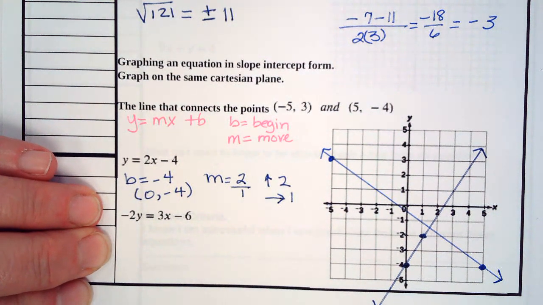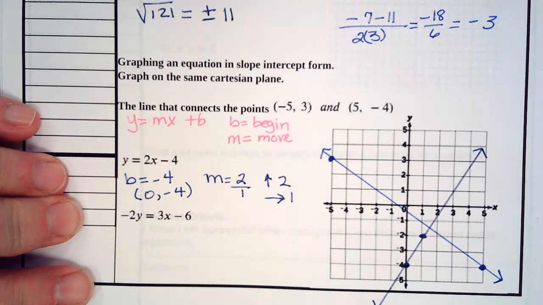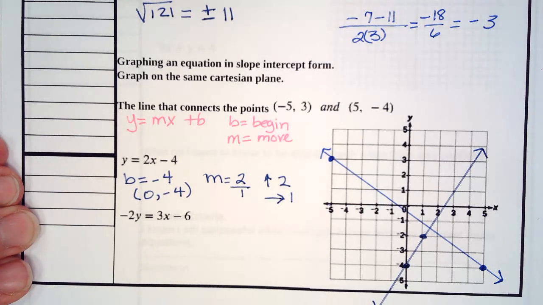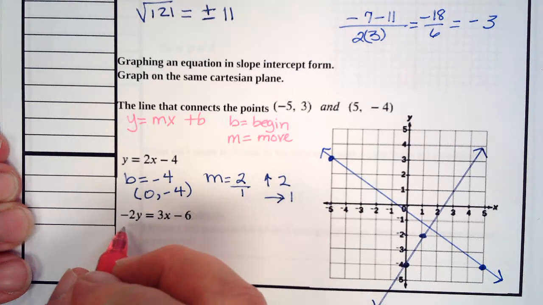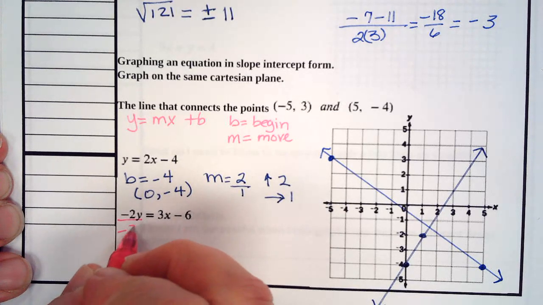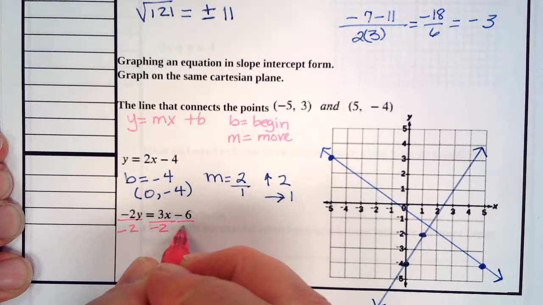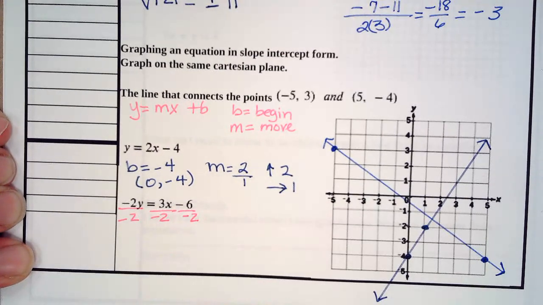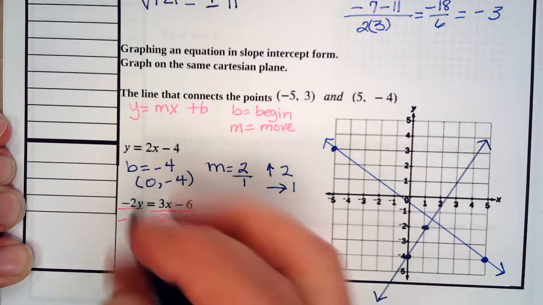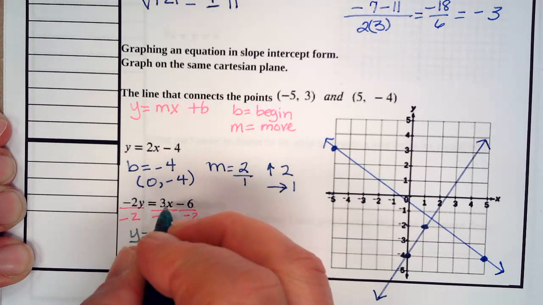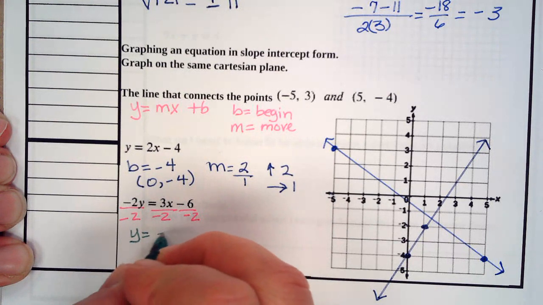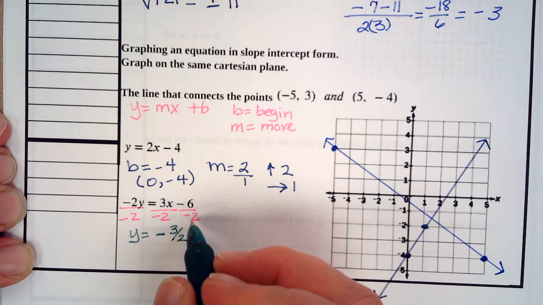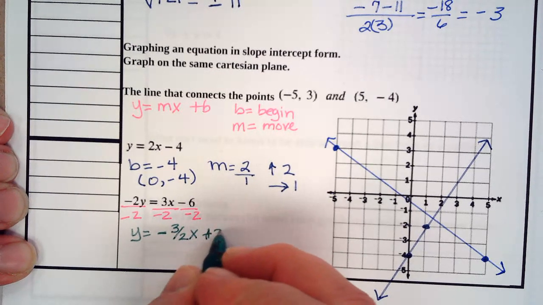For our last line, am I ready to identify my b and my slope? No, because this is -2y. So I have to divide by -2 the whole way across. -2 divided by -2 is 1. So I've got y equals 3 divided by -2 is -3 over 2 x. -6 divided by -2 is +3.